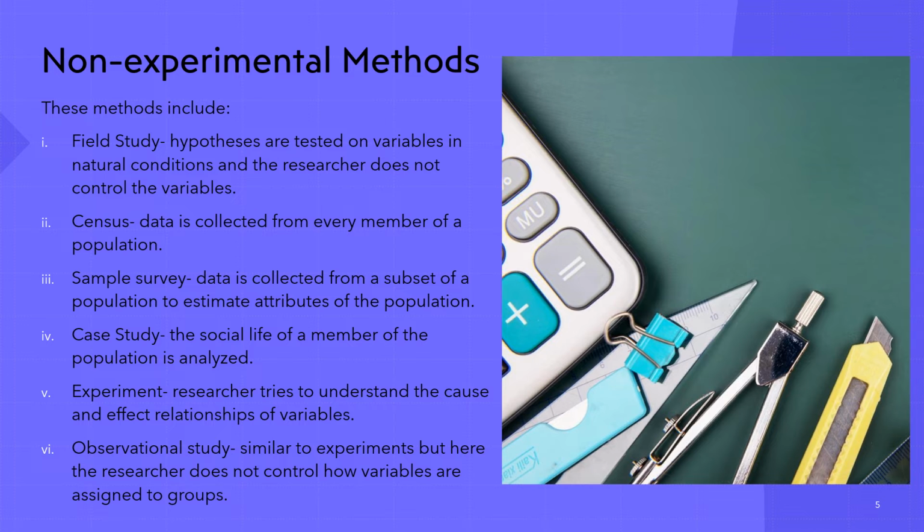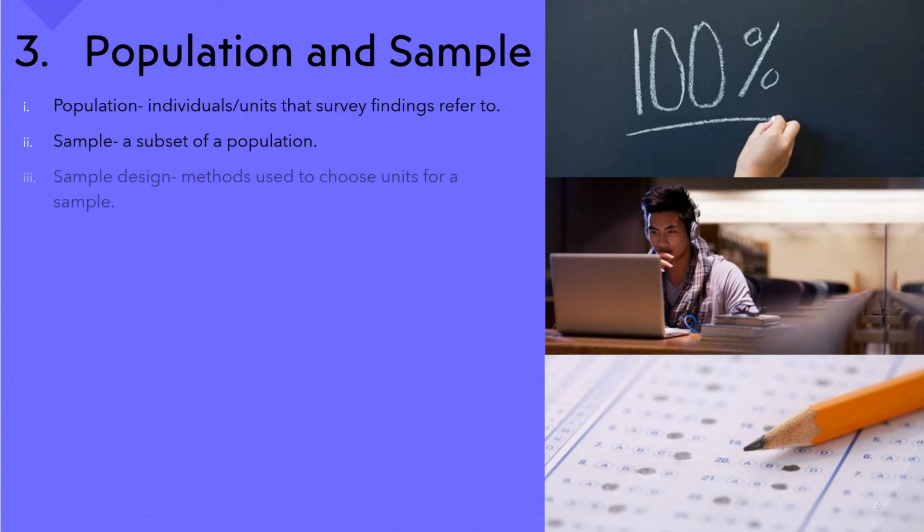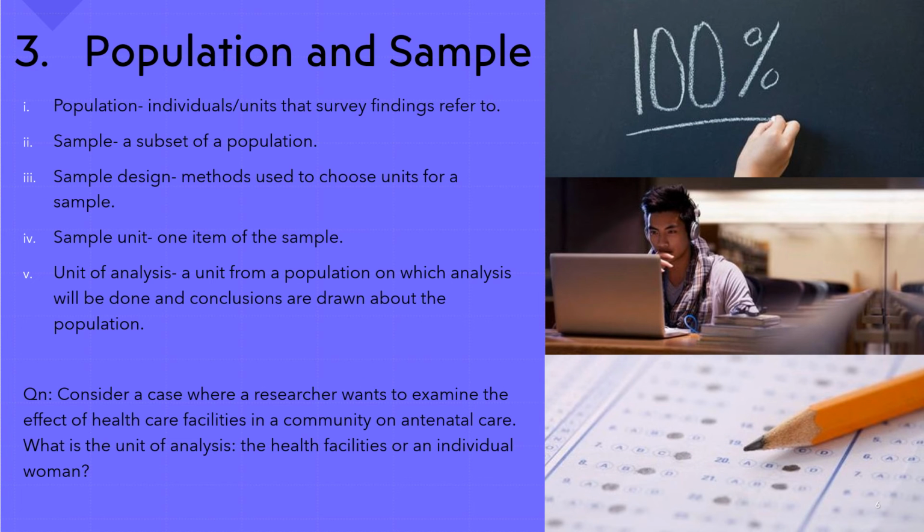And then 5, we have experiments. This is whereby a researcher tries to understand the cause and effect relationships of variables. Last but not least, we have observational study. These are similar to experiments, but here the researcher does not control how variables are assigned into groups.